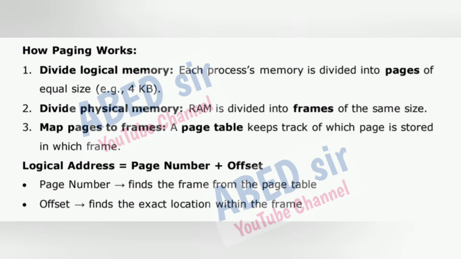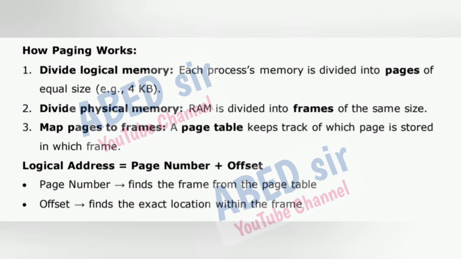How paging works. 1. Divide logical memory. Each process's memory is divided into pages of equal size, example, 4 kilobytes. 2. Divide physical memory. RAM is divided into frames of the same size. 3. Map pages to frames. A page table keeps track of which page is stored in which frame.